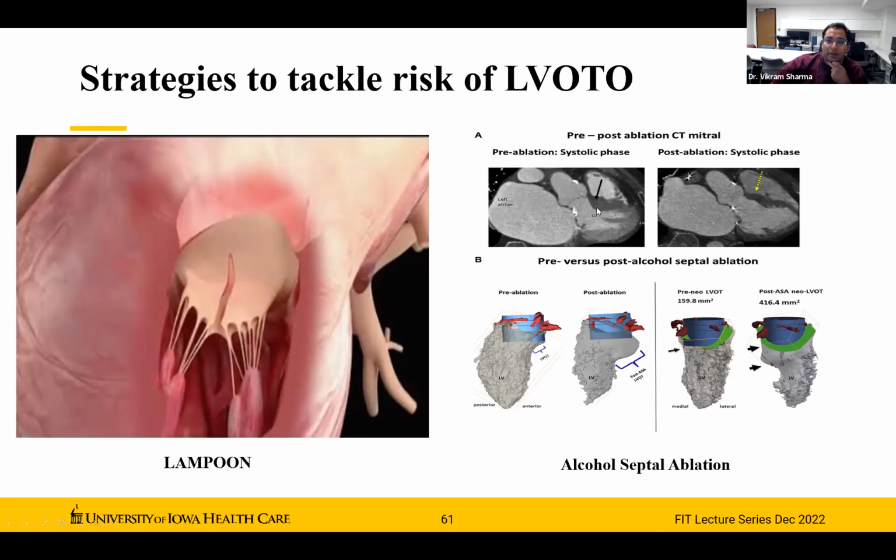A second approach, as I mentioned, is to ablate the basal part of the septum, thereby increasing your neo LVOT area. So here is an example of a patient who had their neo LVOT area increased to 416 millimeters squared using this alcohol septal ablation approach, as compared to a pre of around 160. So a couple of strategies that can be used to tackle the risk of left ventricular outflow tract obstruction in these patients, something to bear in mind.